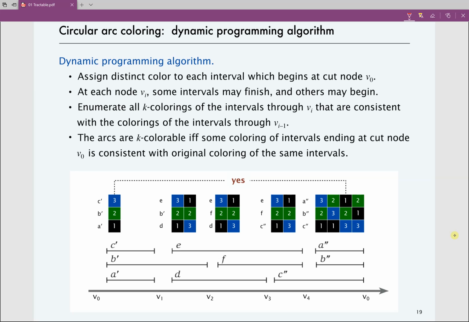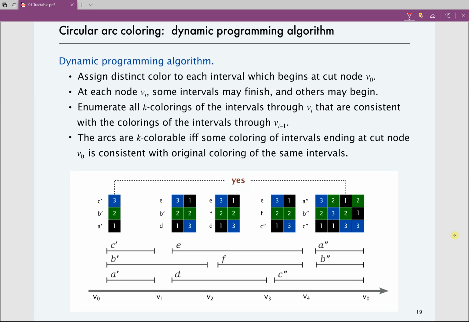So now here at V1, we're going to look at all the possible colorings of the intervals which intersect V1. We have 3 intervals: E, B prime, and D, which intersect V1. We want to find all the possible colorings of these intervals. Since B prime was already given color 2 at node V0, once you get to V1 it has to keep the same color. It still has to be 2.